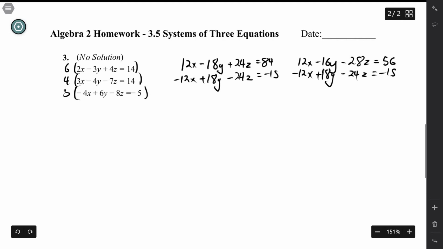So we'll add this first one down. We get 0 plus 0 plus 0 equals, let's see, 84 minus 15 is 69.